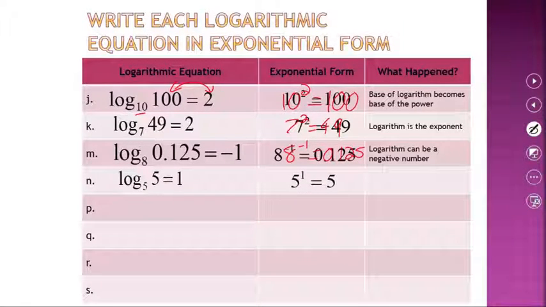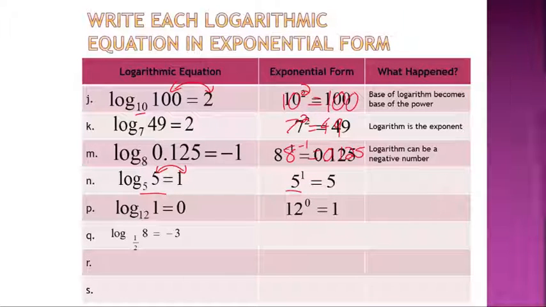All right, skipping ahead a bit, this would be 5 to the first power equals 5. Again, this 5 and that 5 are the same, but the second 5 and the 1 switch in terms of their positions. And again, 5 to the first power equals 5 does make sense. And we have 12 to the 0 power equals 1.